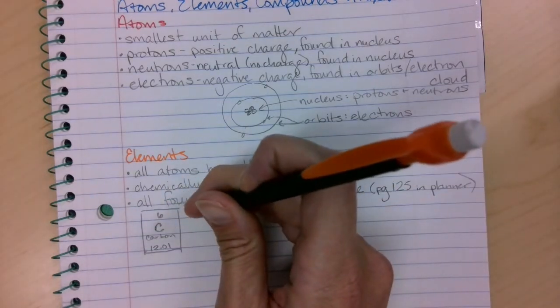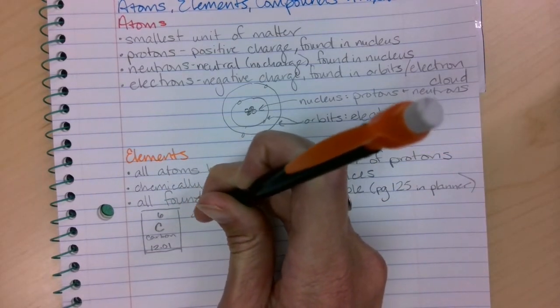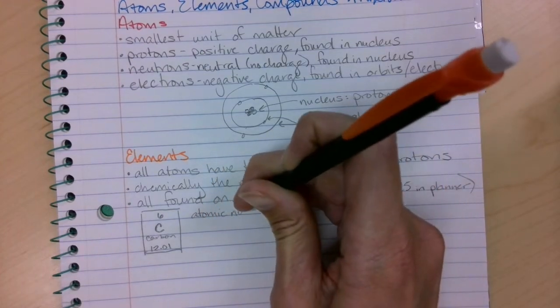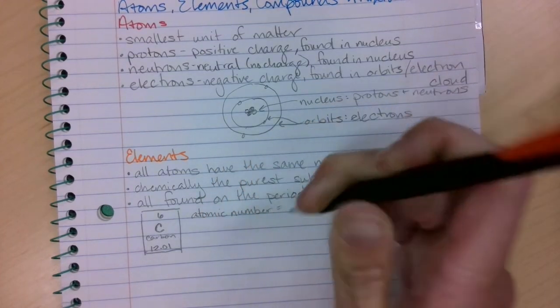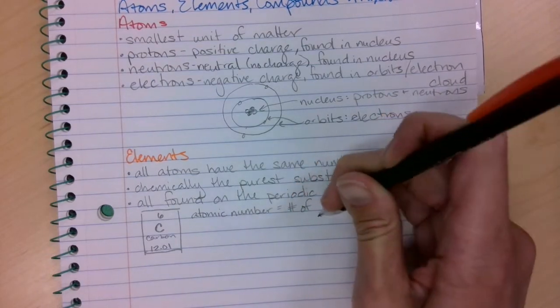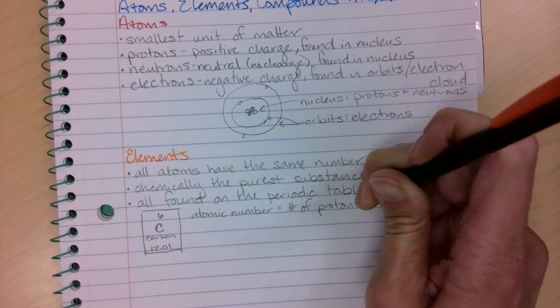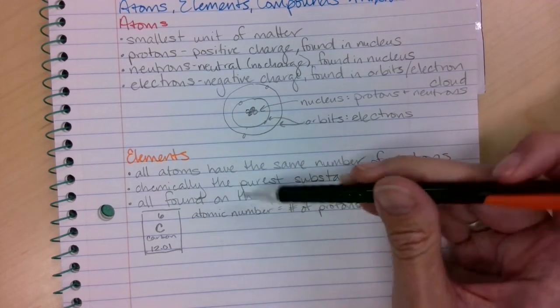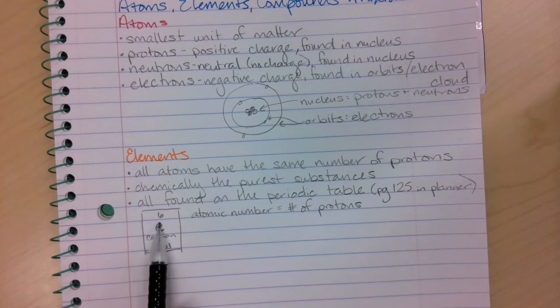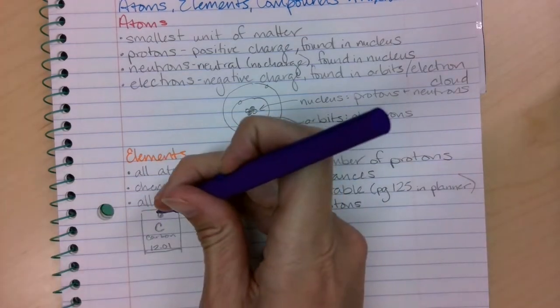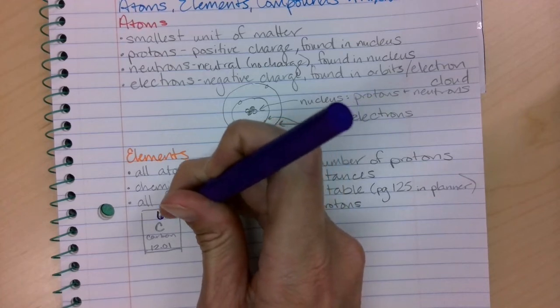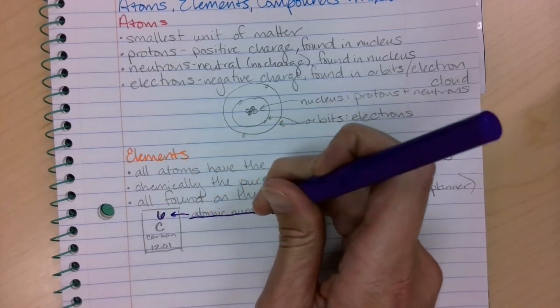Okay, that little number at the top is the atomic number. The atomic number tells us the number of protons in that element. Remember, I just said they have the same number of protons? So every carbon atom has 6 protons. If it has 7 protons, it's not going to be carbon anymore. It's going to be nitrogen. See that in your periodic table? So the atomic number is the number of protons, and it's the smaller number.